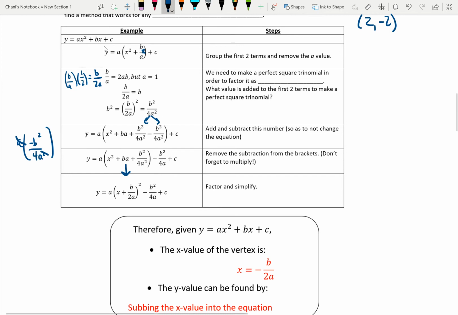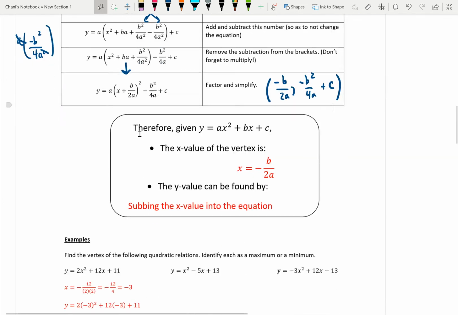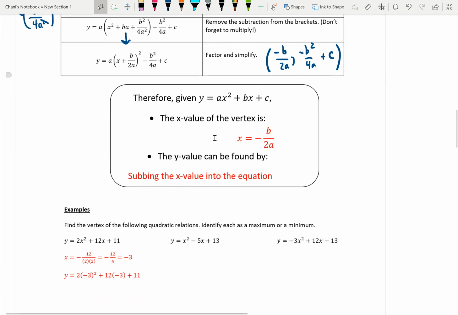So the general vertex is negative b over 2a is the x value, because remember, it's normally plus here, so we have to do the opposite sign. And then the c value would be this, minus b squared over 4a plus c. That is the vertex of any quadratic in standard form where we are given a, b, and c in that order. So this means that the x value of the vertex is negative b over 2a.